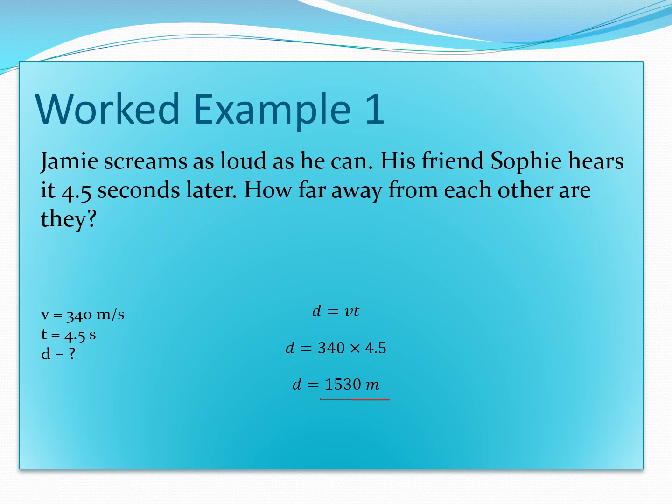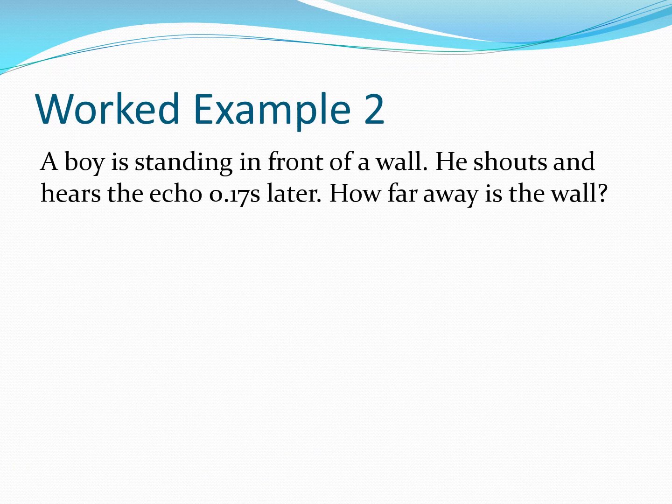Let's look at a slightly trickier worked example then to finish off. In our second worked example, a boy is standing in front of a wall. He shouts and he hears the echo 0.17 seconds later. How far away is the wall? So he's hearing the echo. When he's hearing the echo, that's the sound coming back at him as bounced off the wall.